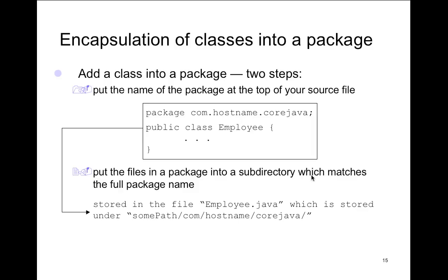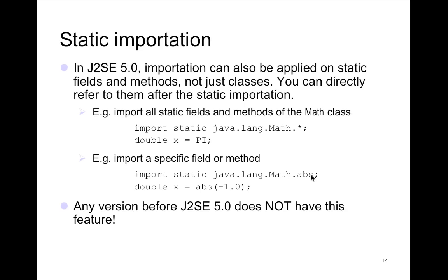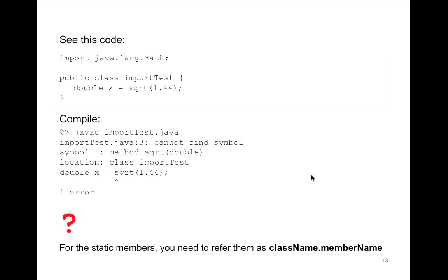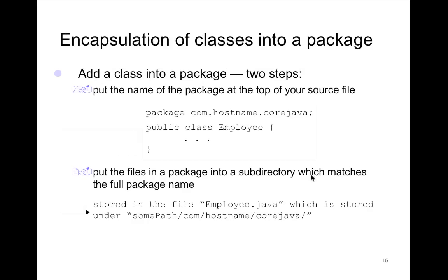So the encapsulation of classes into a package, this is what we've been looking at, is getting stuff out of a package. Now, if we want to put it into a package, it's really easy. Actually, we add the class into the package in two steps. Put the name of the package at the top of the source code file. This is why I said it's kind of dangerous when you start putting a bunch of package names up there.